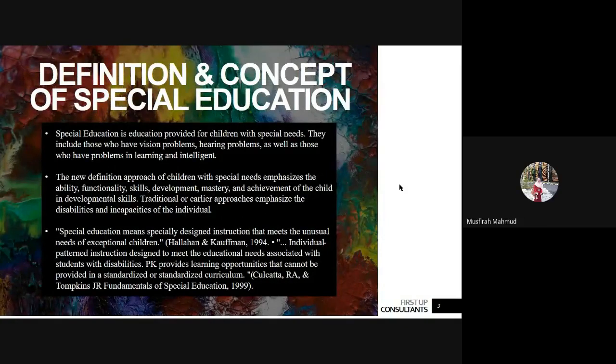The definition and concept of special education. Special education is education provided for children with special needs. They include those who have vision problems, hearing problems, as well as those who have problems in learning and intelligence. Next, the new definition approach of children with special needs emphasizes the ability, functionality, skills, development, mastery and achievement of the child in developmental skills. Traditional or earlier approaches emphasize the disabilities and incapacities of the individual.